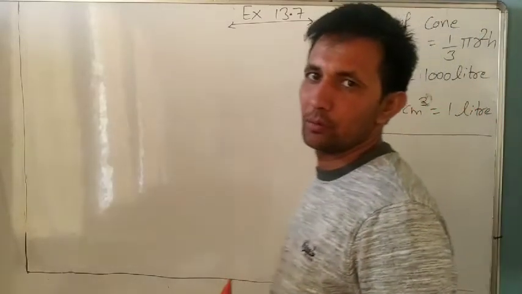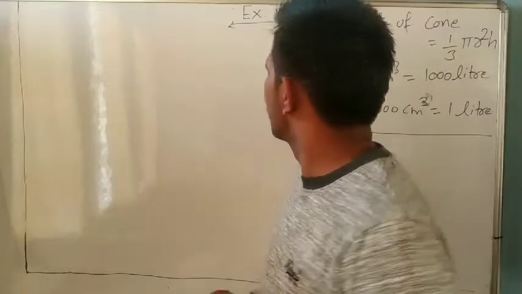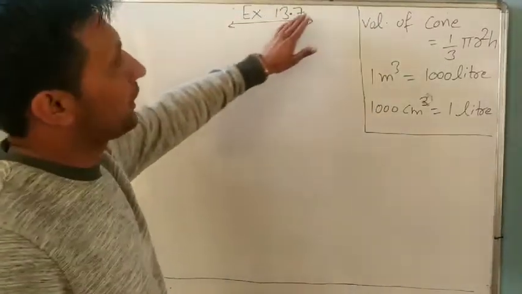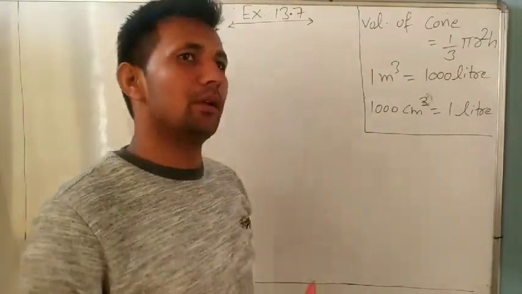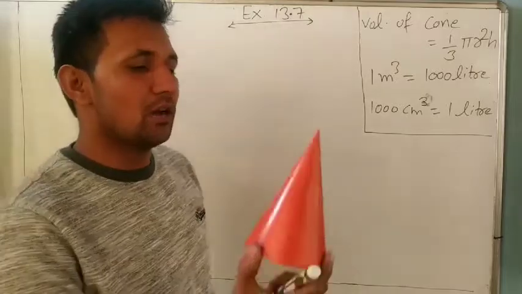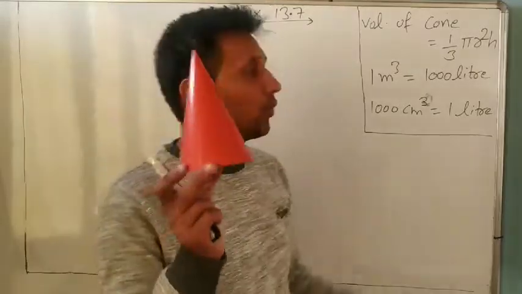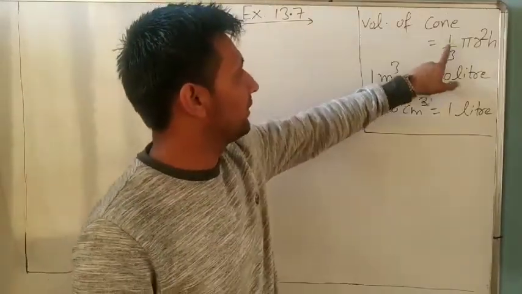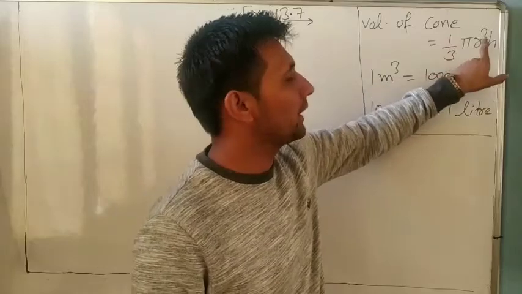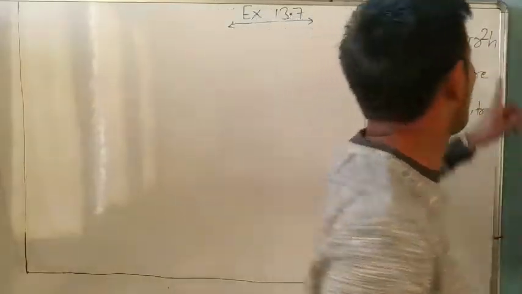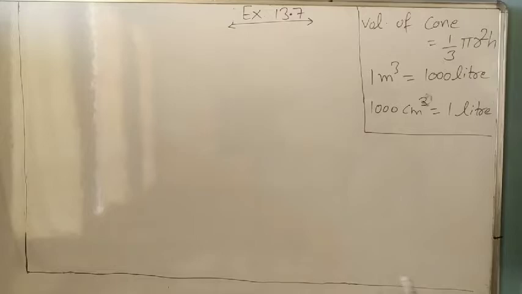Hello, good morning, children. Today we will start exercise 13.7. In 13.7, we will use the volume of a cone. Volume of cone is always equal to 1 by 3 pi r square h. R you know, h you know. R is radius, h is height.